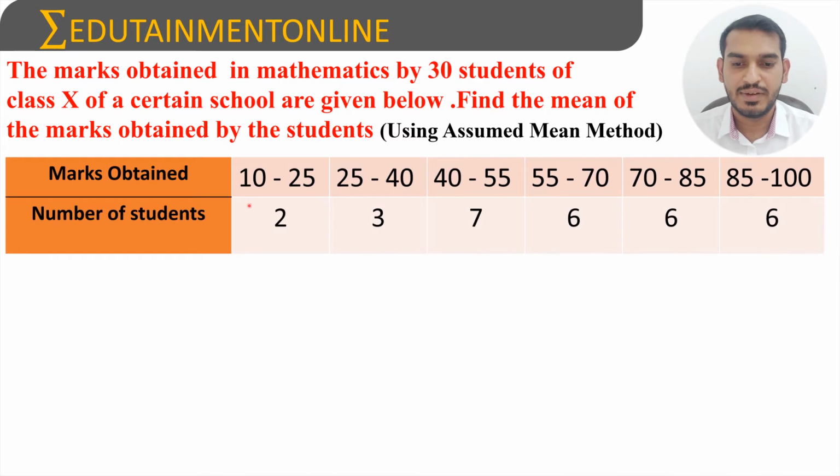So in this method, we have to assume a mean before starting the solution. The question is given as: the marks are 10 to 25, number of students is 2. 3 students got 25 to 40, and 7 students got 40 to 55, and 6 students got 55 to 70, and 6 students got 70 to 85, and 85 to 100 obtained by 6 students.